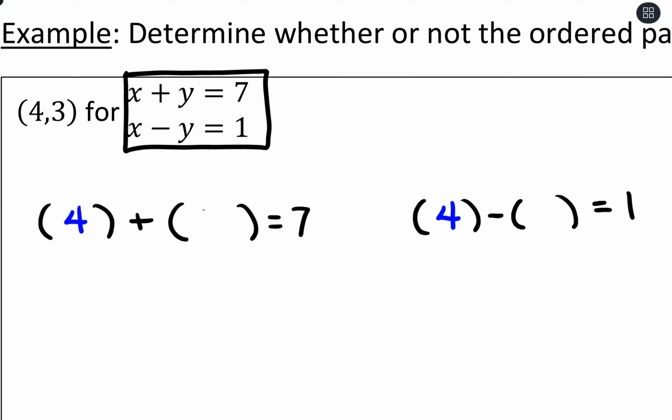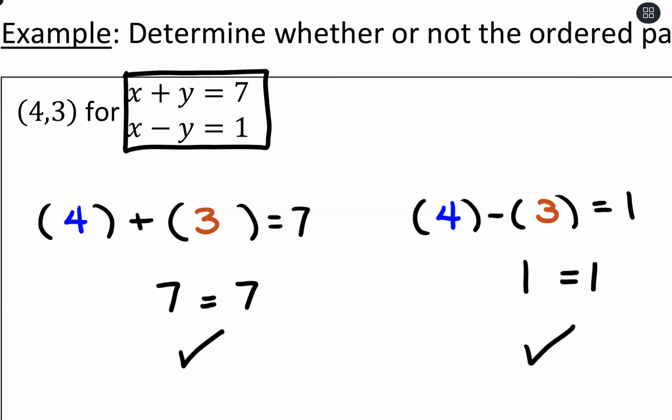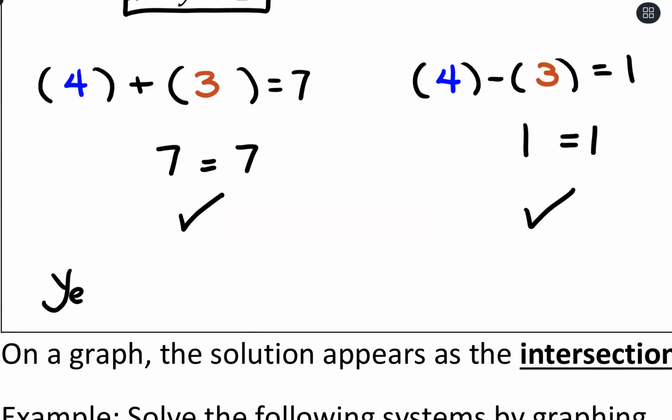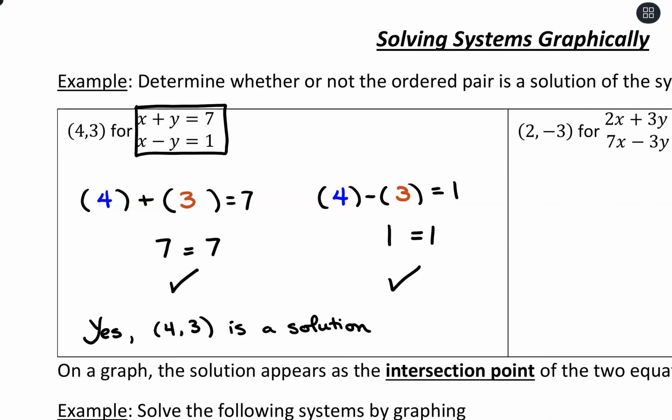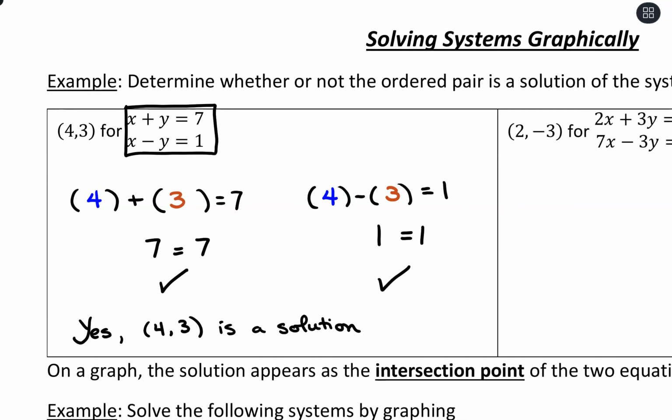and 3 for y. Now with this first equation, 4 plus 3 is in fact 7, so that works. But to make it a true solution to the system of equations, it has to work for the other one too. So 4 minus 3 is 1, which is in fact equal to 1. So yes, (4, 3) is a solution to the system of equations, because it worked for both. As soon as it fails for one, it fails for the whole system.